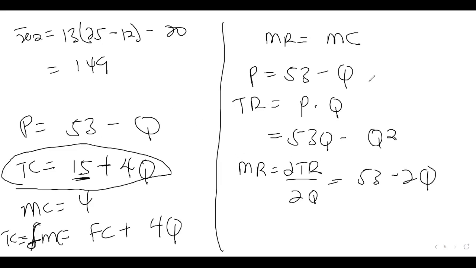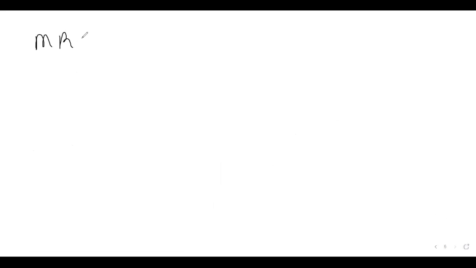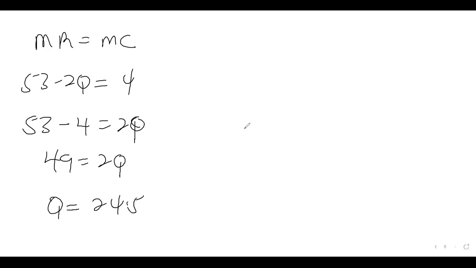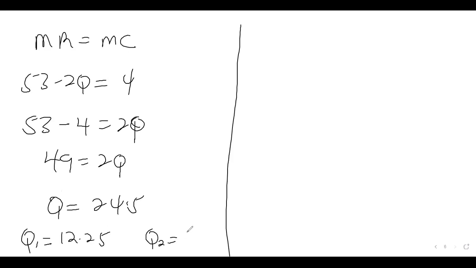Then remember, the marginal cost is 4. So at equilibrium, marginal revenue is equal to marginal cost, and that will be 53 minus 2Q is equal to 4. So here we have 53 minus 4 is equal to 2Q, that will give us 49 is equal to 2Q. So Q is equal to 24.5. If the industry output is 24.5 and the two of them are sharing industry output, you divide this by 2. So the output for firm 1 will be 12.25, and the output for firm 2 will be 12.25.